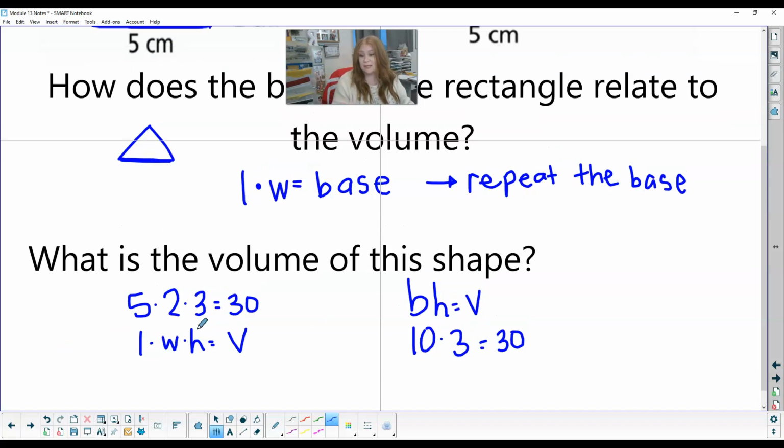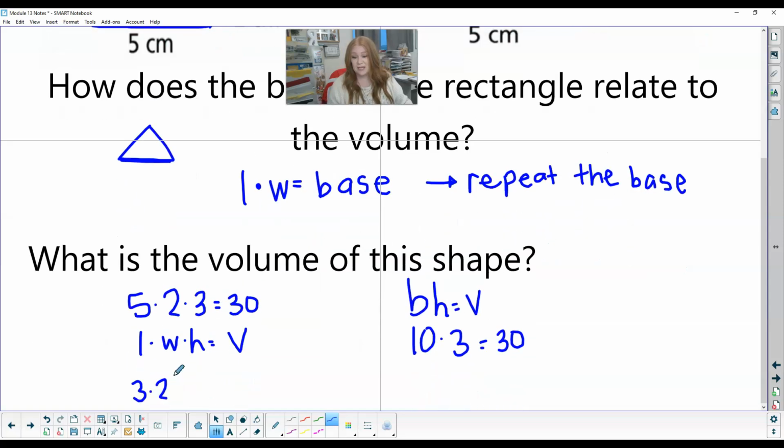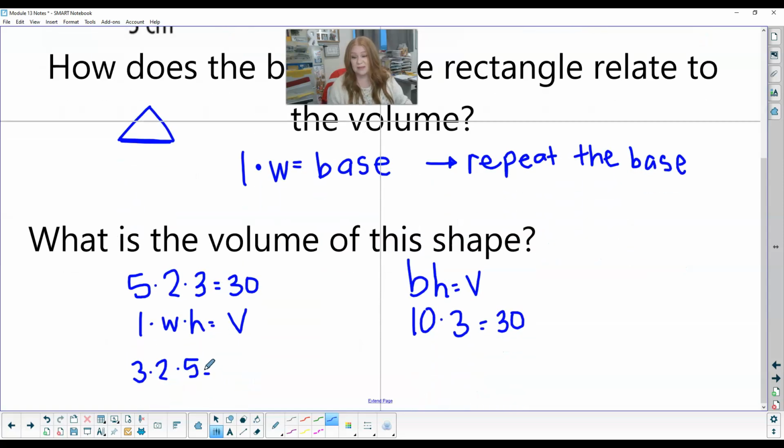Or if it gives you all 3 dimensions, length times width times height, we could mix these up. We could use the commutative property, and I could do 3 times 2 is 6. Going this way there's 1, 2, 3, 4, 5, 6. There's 6 right here. 6, 12, 18, 24, 30. I can use the commutative property and I'm going to get the same thing. I'm finding one section and repeating that over and over again.